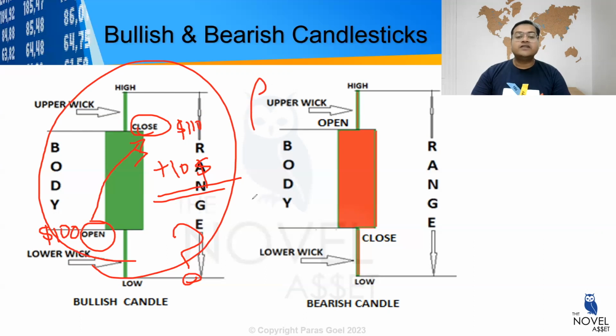Similarly, when I'm talking about this red candle, if I take the same example, when the closing price is lesser than the open price, then the candlestick will form as red. Let's say the open price was $100, but the closing price for the day is $90. Then what did happen? Actually, the price moved $10 towards the downside.